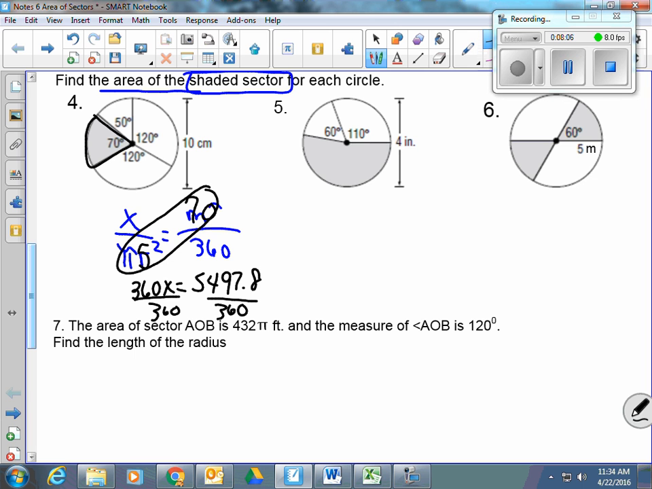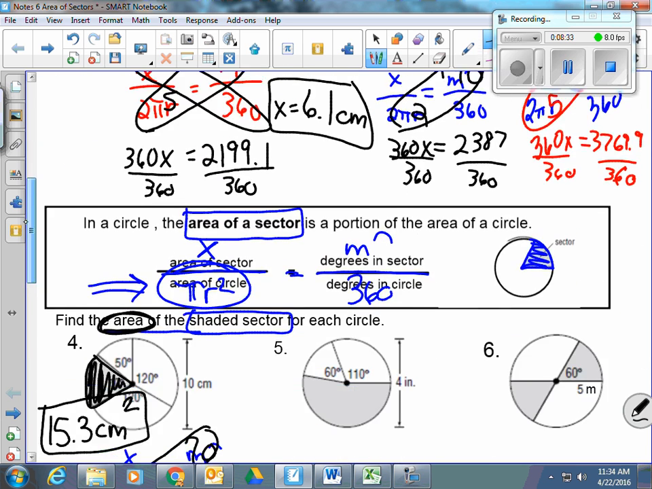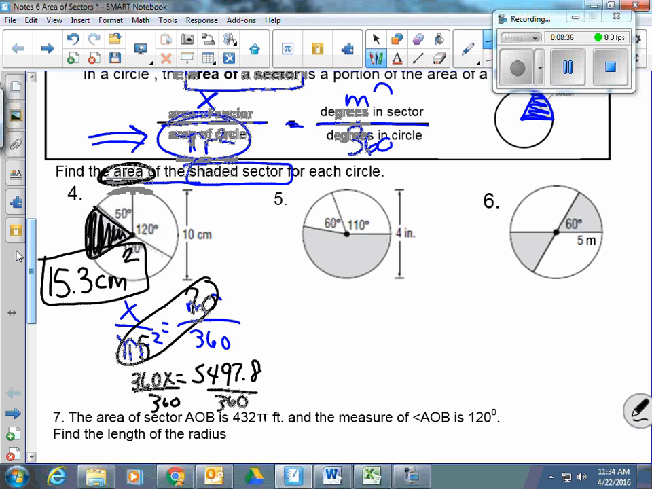I can't hear you. What? 15.3 what? Centimeters squared, because we're talking about area. Okay? Again, now we're talking about how much cheese do I need on my pizza, not just the crust. See the difference? Now compare problem number 1 to number 4. What do you notice? It's the same problem. They're just asking me for something different.